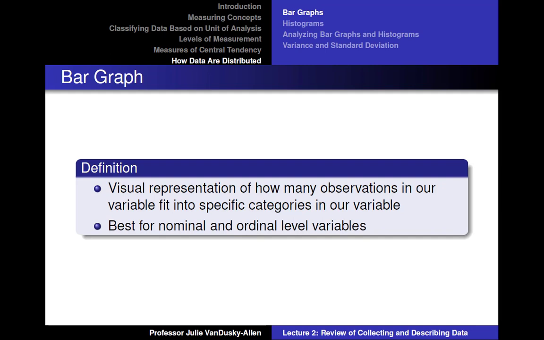A bar graph is a visual representation of how many observations in our variable fit into specific categories in our variable. As such, it is best used for nominal and ordinal level variables. To illustrate how many observations fit into each category, we use bars, hence why it's called a bar graph.